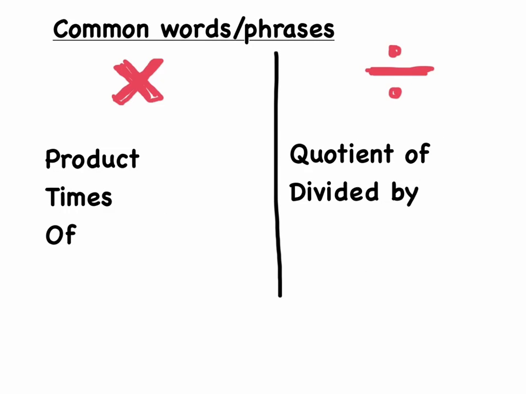Some common words that you will find in word problems in regards to multiplication is product, for example, the product of 6 and 8. Or times, whatever is 3 times 17. Of is another big important word that they will use. So what is 1/4 of 24? So it would be 1/4 of 24.